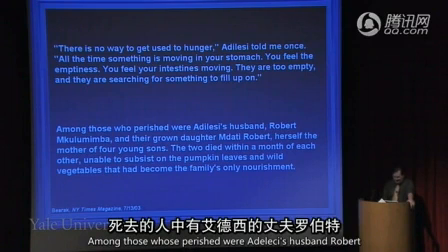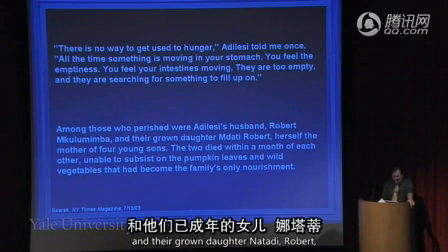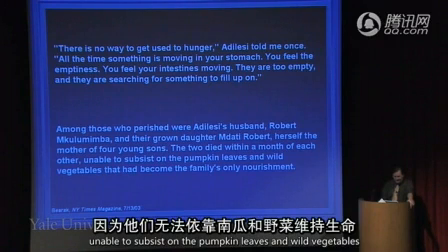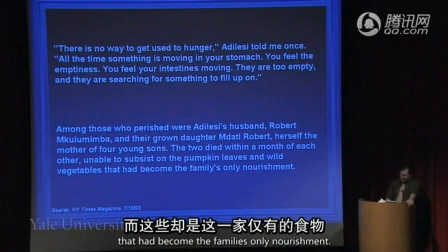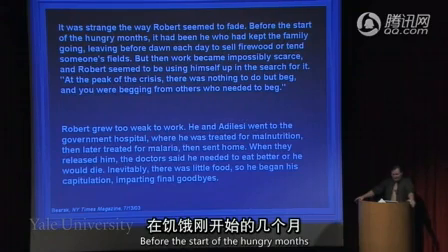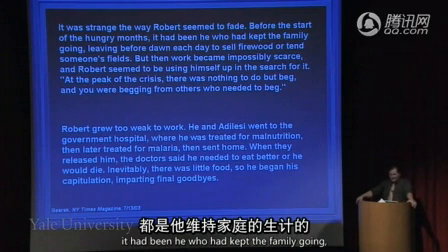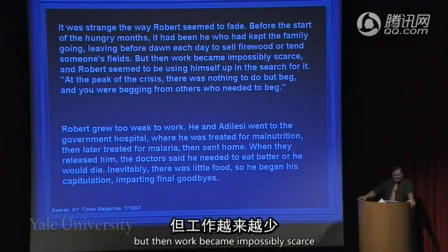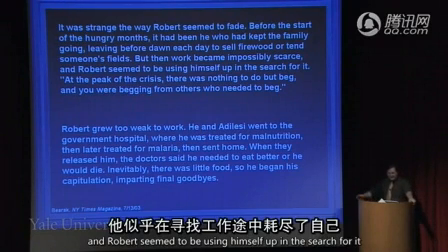Among those who perished were Adelisi's husband, Robert, and their grown daughter, Matadi Robert, herself the mother of four young sons. The two died within a month of each other, unable to subsist on the pumpkin leaves and wild vegetables that had become the family's only nourishment. It was strange the way Robert seemed to fade. Before the start of the hungry months, it had been he who had kept the family going, leaving before dawn each day to sell firewood or tend someone's fields. But then work became impossibly scarce, and Robert seemed to be using himself up in the search for it.